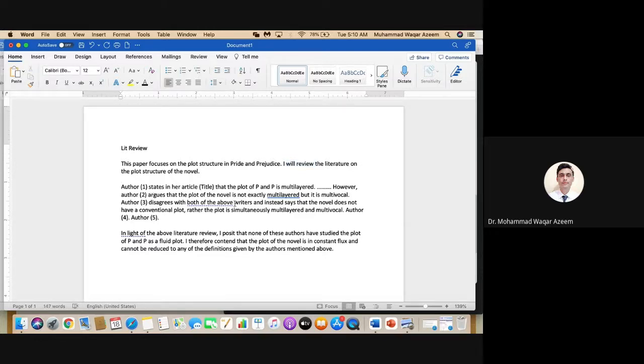Right? Now, you might have noticed the use of transitions over here, like however. And then over here, I say that author three disagrees with the above two authors. I might say about author four that author four has a similar opinion, but in different words. I'm using these expressions in order to create a synthesis, to synthesize all the information by all five authors into one organic whole. If I don't do that, then the opinion of each author will stand isolated and will not appear to be connected with each other, right?